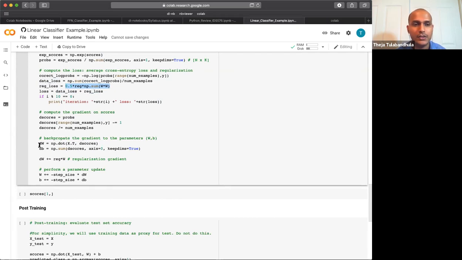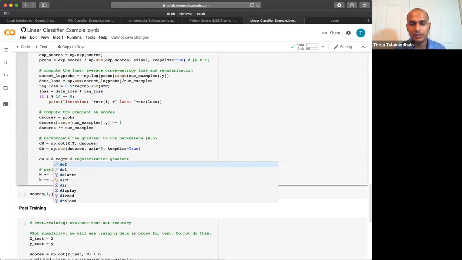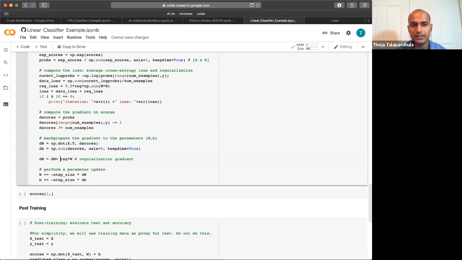Okay. So anyway, dW together. This plus equal to is nothing but the gradient from the loss plus regularization times the gradient of regularization with respect to W, which happens to be equal to W itself. These two variables happen to be of the same size and shape. So it's the same shape as the parameters.